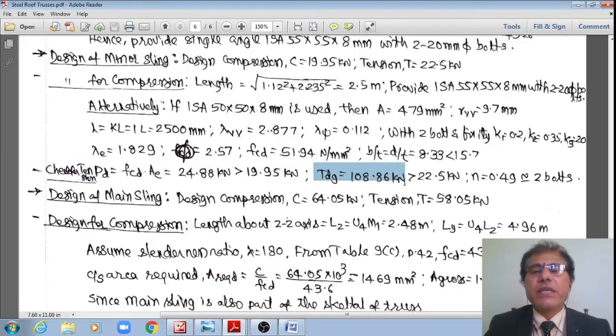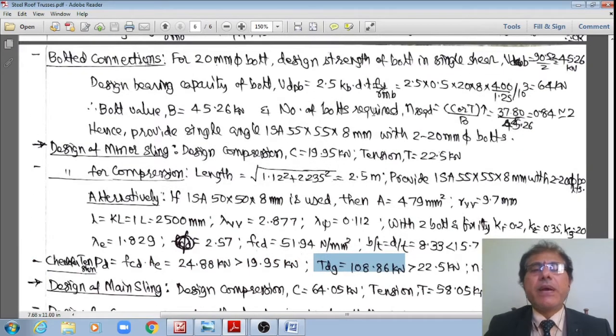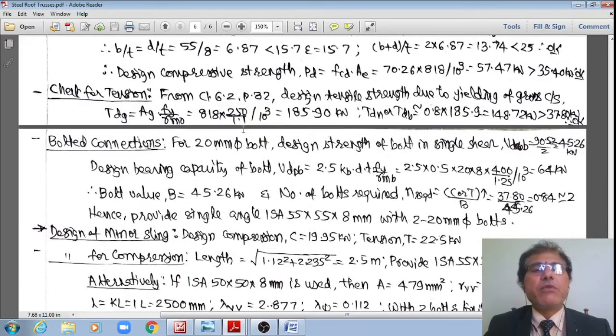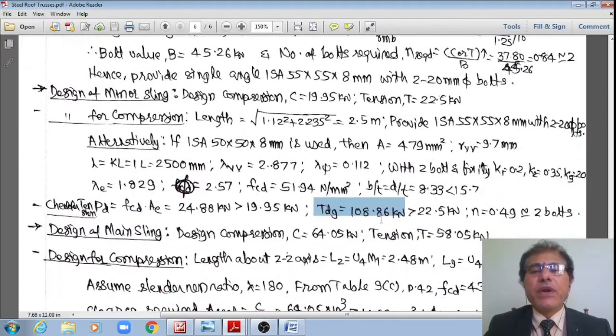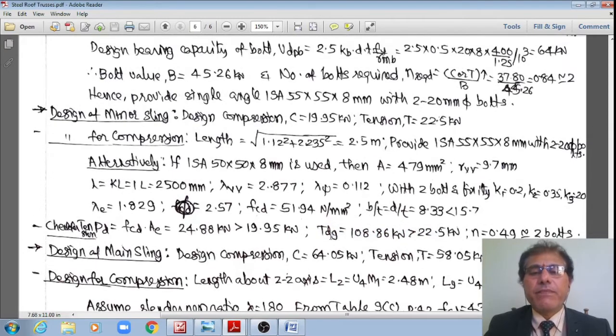Therefore, Tdg, just now we have seen, is given by this formula, wherein Td is equal to Ag fy divided by gamma m0. If I do that, now I'll get this result as 108.86 kilonewton, which is much greater than 22.5. Therefore, it is okay. If it is okay, therefore it is okay in compression as well as tension, both checks.